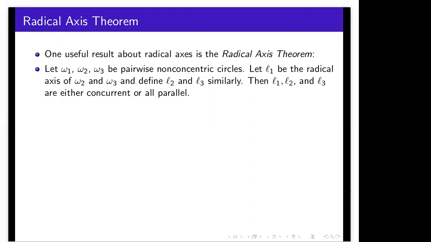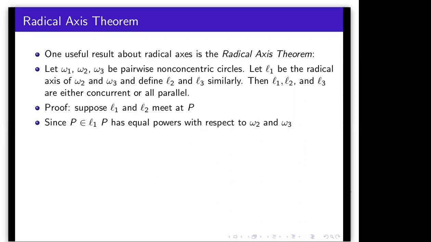To prove this theorem, the proof uses the equal power property of the radical axis. It's much like the proof that the circumcenter exists or the incenter exists. Suppose that L1 and L2 intersect at a point P. By definition, since P lies on L1, it has the same power with respect to omega 2 and omega 3. And since P lies on L2, P should have the same power with respect to omega 3 and omega 1.